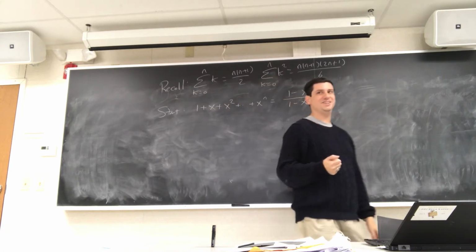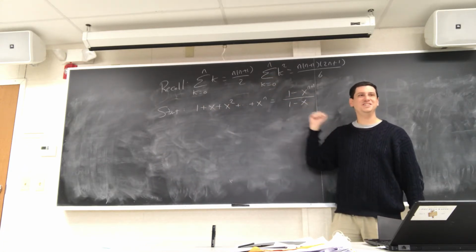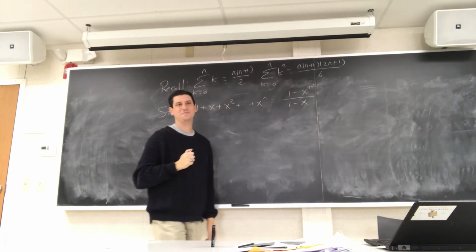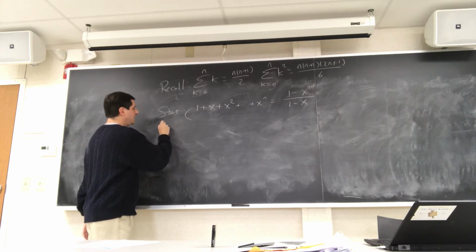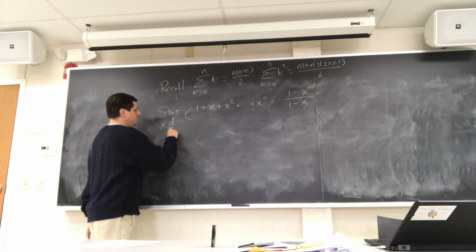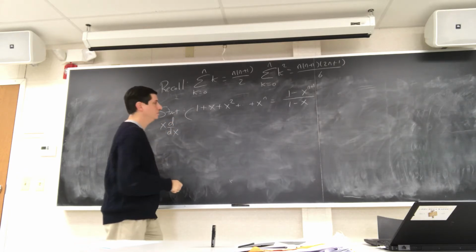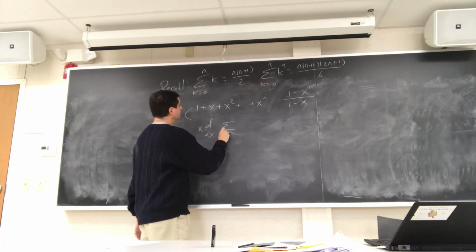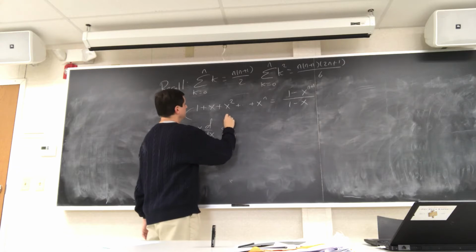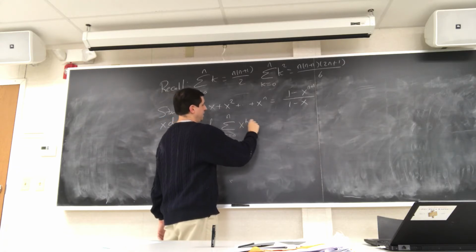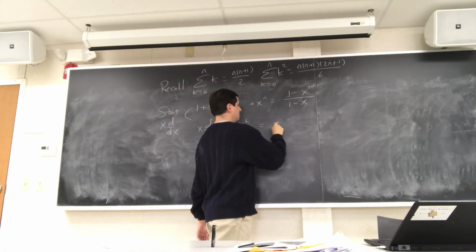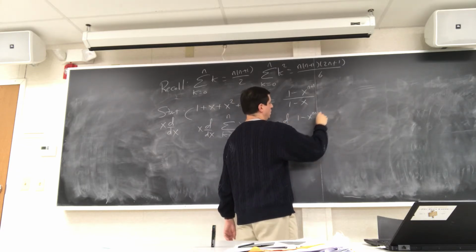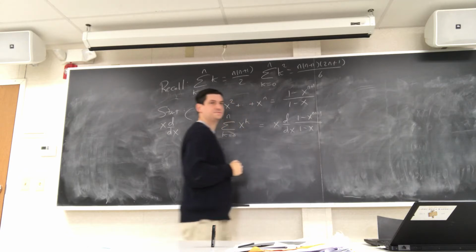Take the derivative of both sides, right? This is the differentiating identities lecture. Differentiate is a really good choice. Take the derivative, apply x d by dx to both sides. So we want x d by dx, and here we have the sum k goes from 0 to n of x to the k equals x d by dx of 1 minus x to the n plus 1 over 1 minus x.